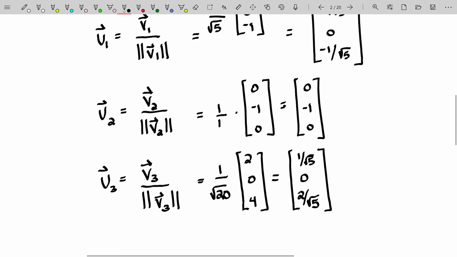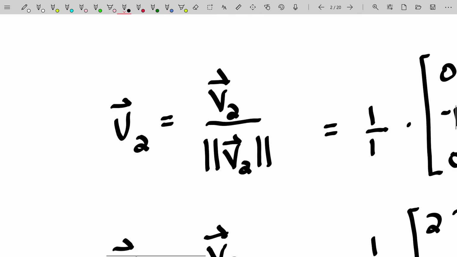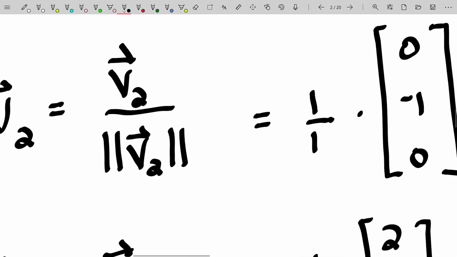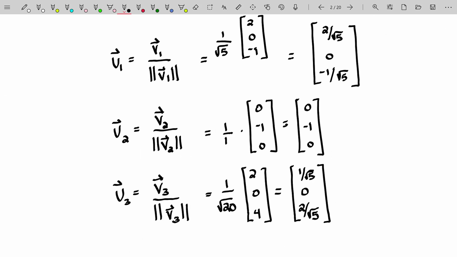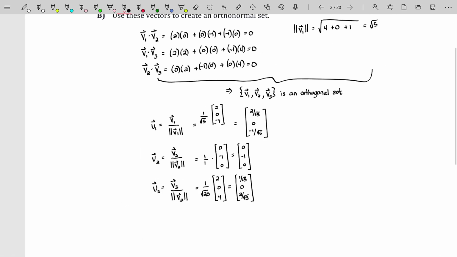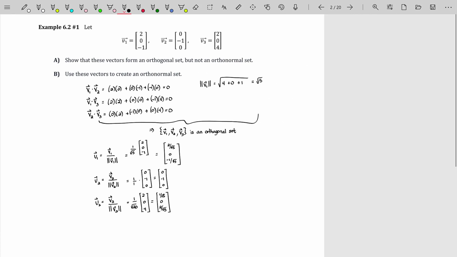The other thing I want to mention is that the second vector, v sub 2, had a norm of 1, so it didn't really change in this entire process. But again, in the end, when you normalize a vector, its direction doesn't change, just its magnitude. So those three resulting vectors, u1, u2, and u3, now form an orthonormal set. Pretty easy to do, right?